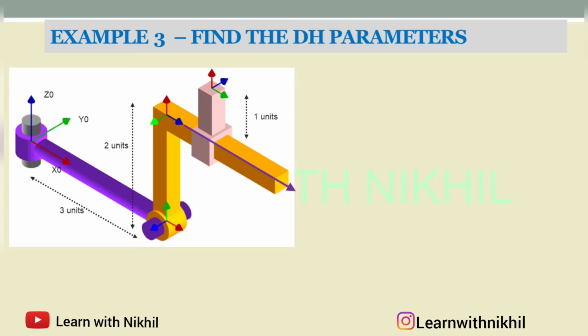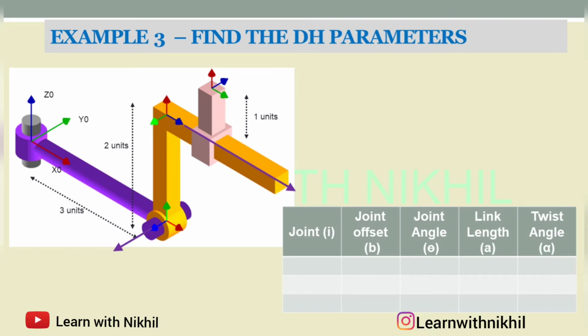Now to find the DH parameters, this is the table for DH parameters: joint, joint offset, joint angle, link length and twist angle. For the first link, as you can see, this is link 1. This is the first joint, this is the second joint. Between them we have to find the DH parameters. It connects the first joint to the second joint.